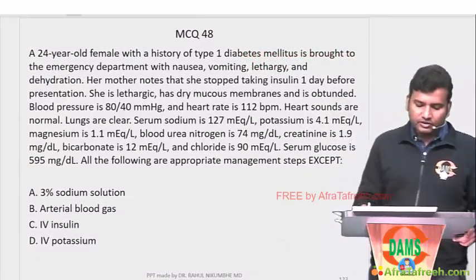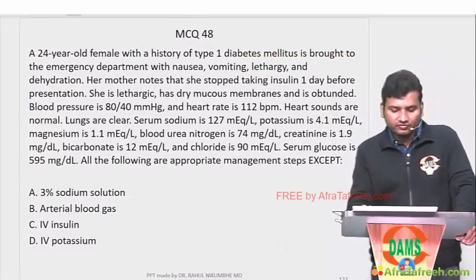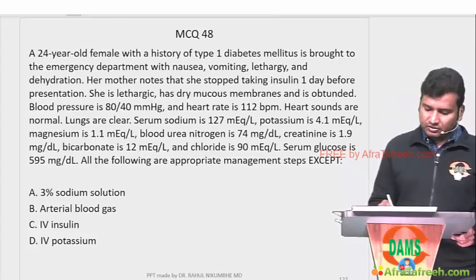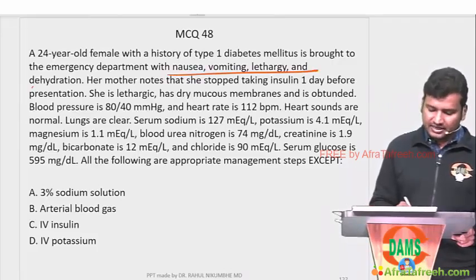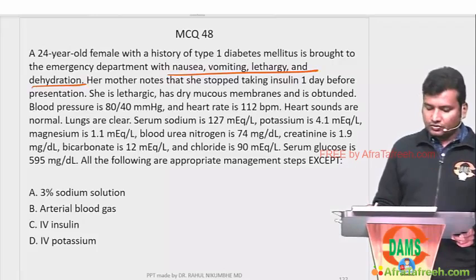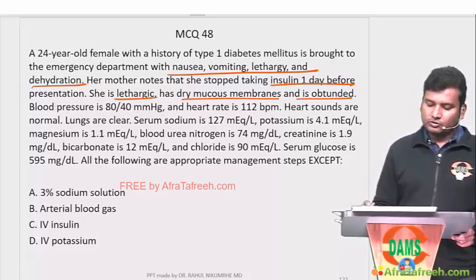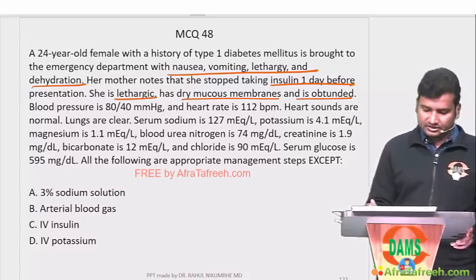A 24-year-old female with history of type 1 diabetes mellitus is brought to the emergency department with nausea, vomiting, lethargy and dehydration. Her mother notes that she stopped taking insulin one day before. Presentation: she is lethargic, has dry mucous membranes and is obtunded. Signs of dehydration are there.